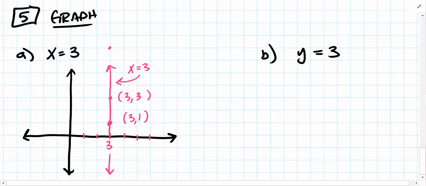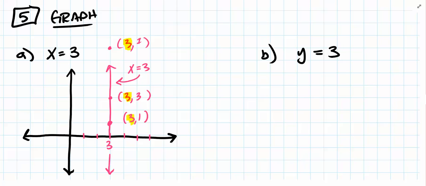3, 1, 2, 3, 4, 5, 6, 7. Okay. What are you noticing that's in common with every single point that we just did? The x value is always 3. Now, is that true for every single point on that line? Yes, the x value is unchanged. So regardless of what y is, the x value will always be 3. That's what makes that line vertical.